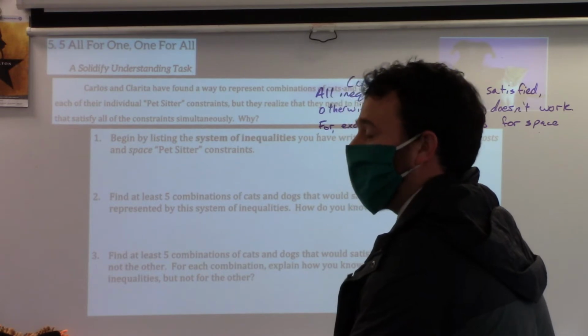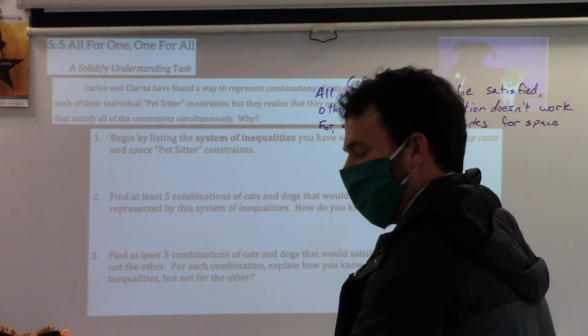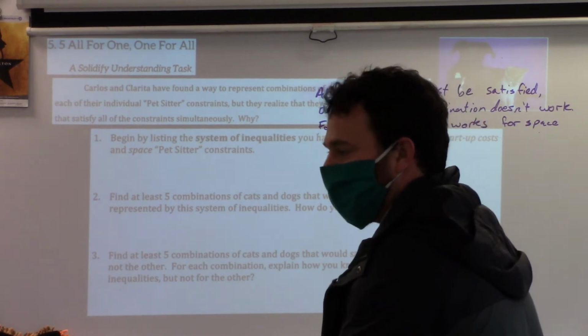How much did it cost for each dog? So dividing 32 into cats, times half, X, the number of cats, plus 80 times Y, the number of dogs. 280. Has to be less than or equal to 1280.